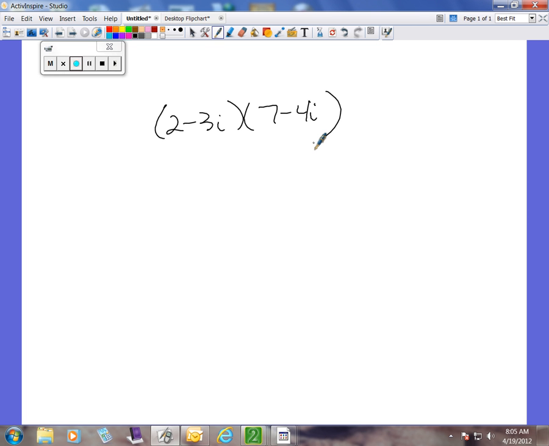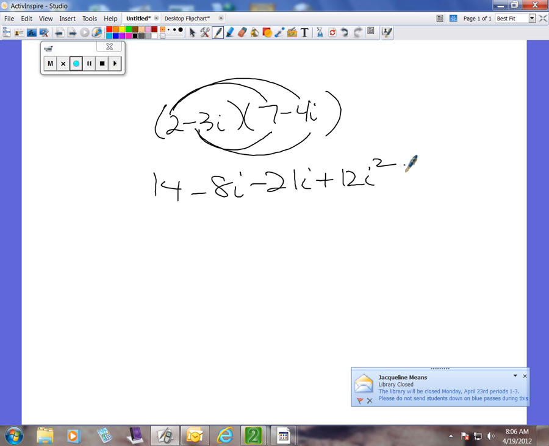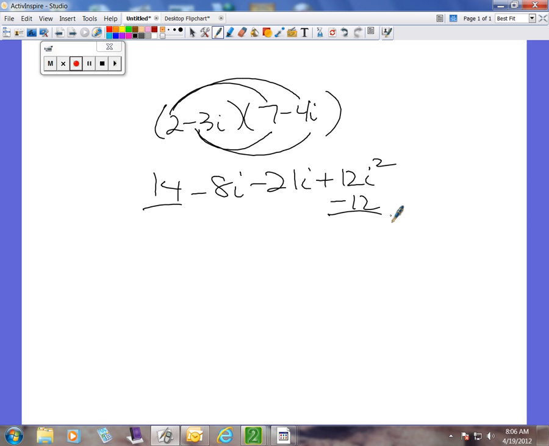How many already have an answer? All right, here's what you do. Distribute the 2 first. Distribute the negative 3i. And I'm not going to do this all at once here. I want you to see what happens. But the negative 3i times the negative 4i is positive 12i squared, but what's the i squared make the 12? So this actually becomes negative 12, which we can combine with the 14. So what is our final answer?